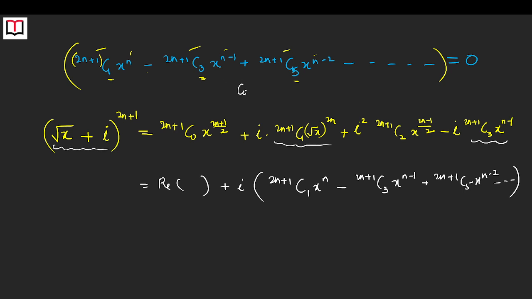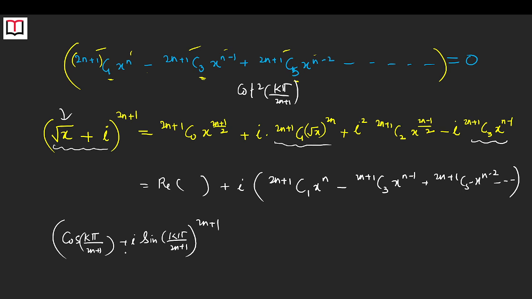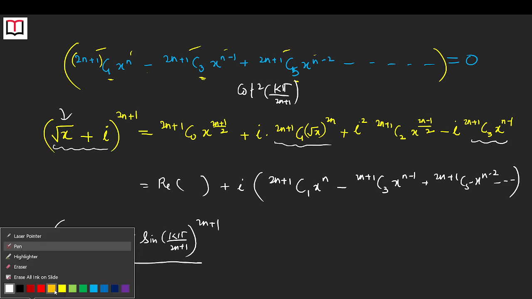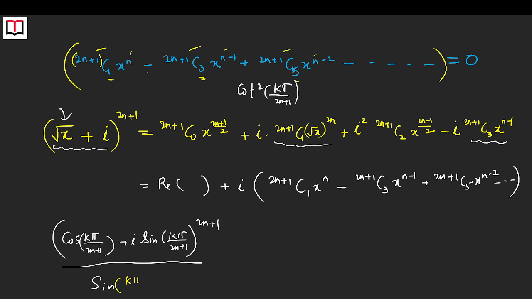Now since we have to prove that, let's say cos square k pi by 2n plus 1 is a root, I just went for it in general. So replace x by this. So you have cos k pi by 2n plus 1 plus iota sin k pi by 2n plus 1, whole raised to the power 2n plus 1, divided by, see, that won't make any difference, if we are going to equate it with 0 in any case, sin raised to the power 2n plus 1 of k pi by 2n plus 1.